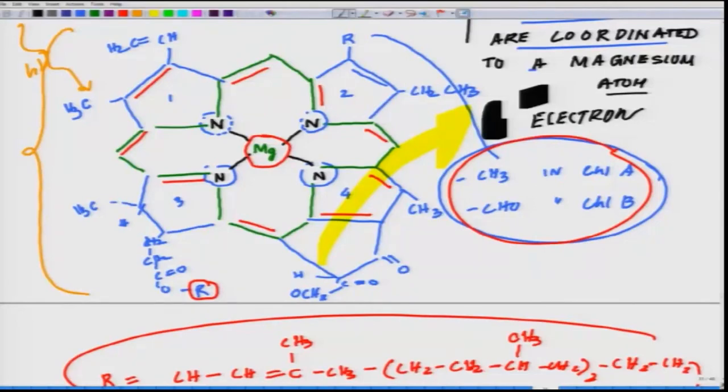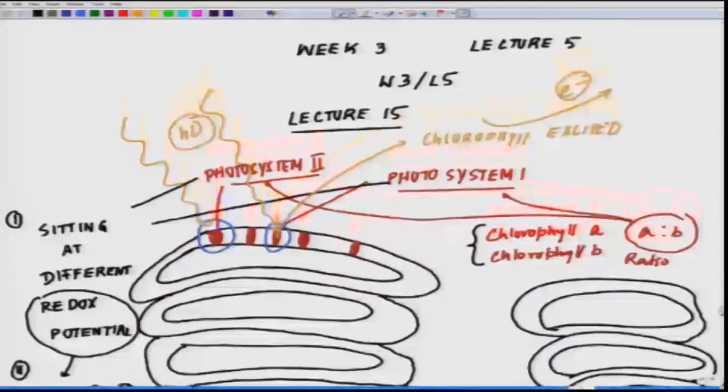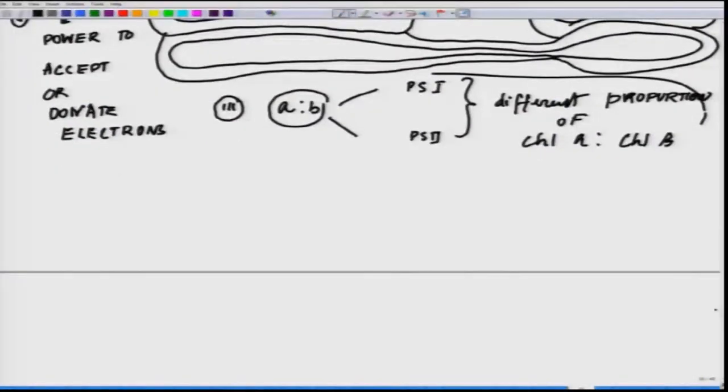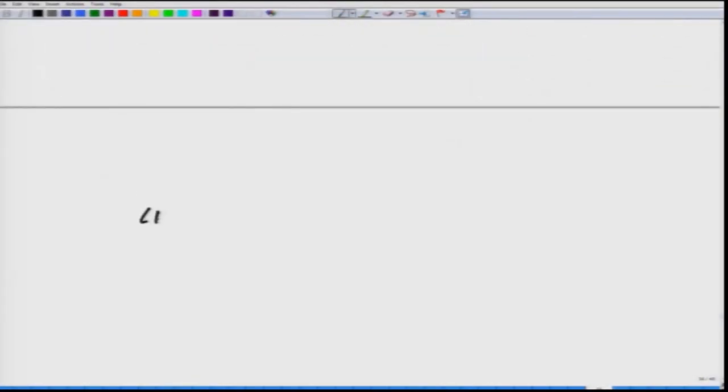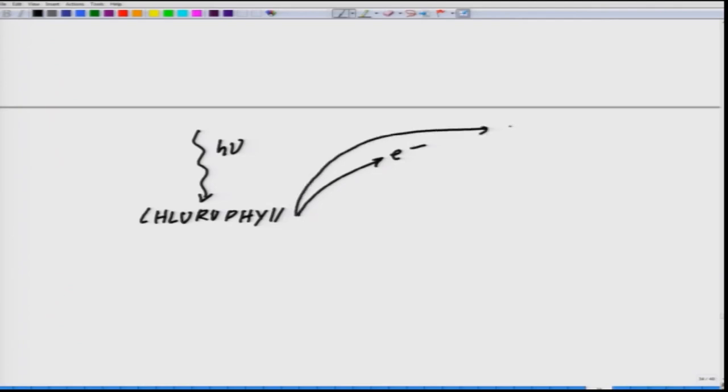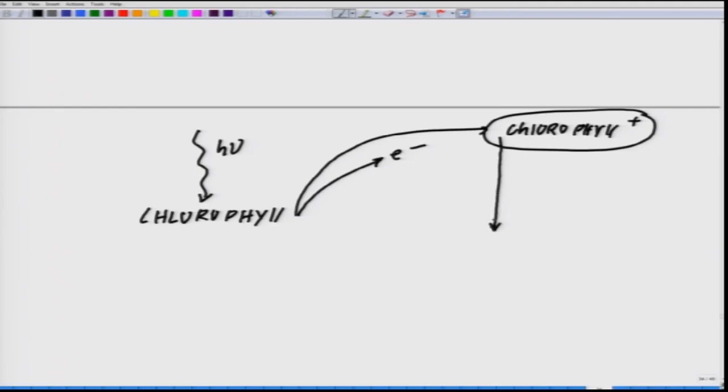Now, when it ejects an electron by absorbing light, so essentially what is happening? Chlorophyll is absorbing light, ejecting an electron. So, in that situation, the chlorophyll molecule becomes positively charged and starts behaving like a radical. Now, this chlorophyll has to be brought back to its ground state, because you have a finite number of chlorophyll molecules.